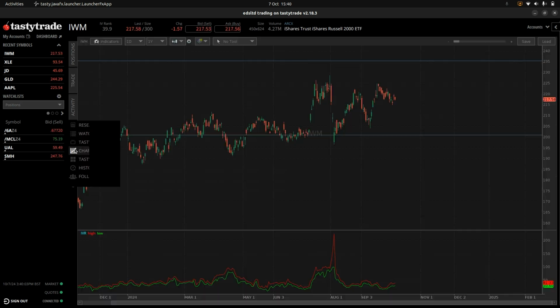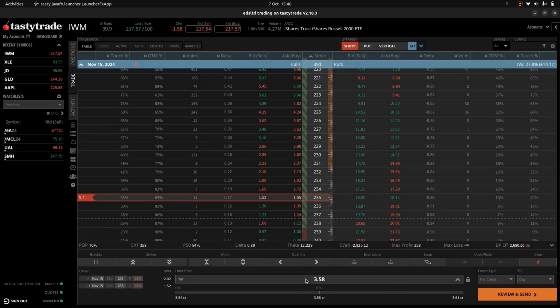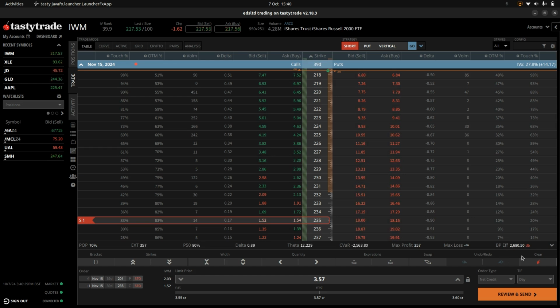So on November 15th, if price is within this range, then we will be able to keep 100% of the premium that we collect. So what is the premium that we collect? That's what this number is down here, $3.58. It's times by 100 because there's 100 shares per contract. So it's $358 that we would collect up front, as can be seen here with our max profit. And our broker is going to require 2.7k in buying power to open this position.